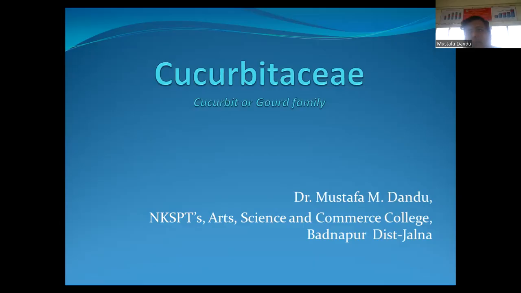If we see the economic importance of this family, the Cucurbitaceae family has various edible fruits that are used as vegetables. Cucurbita maxima, which we call pumpkin, has edible fruits used as vegetables. Their tender leaves are also cooked and flowers are also used in cooking. Bottle gourd, we also use as a vegetable. The name of bottle gourd is Lagenaria siceraria, and Luffa cylindrica.